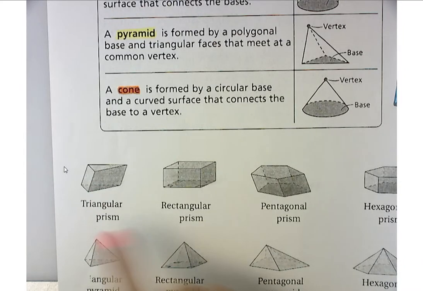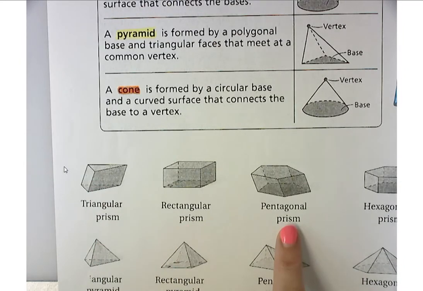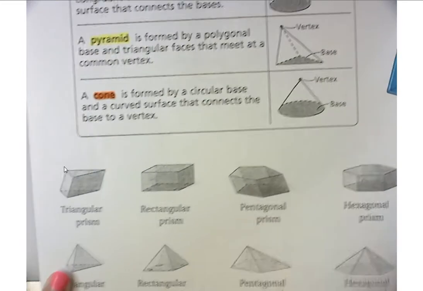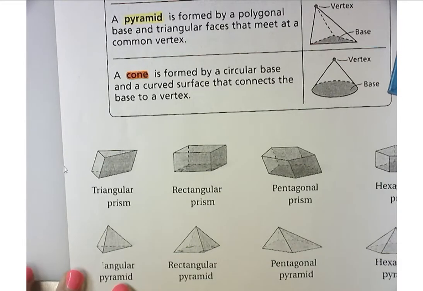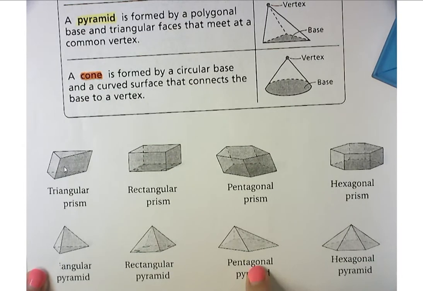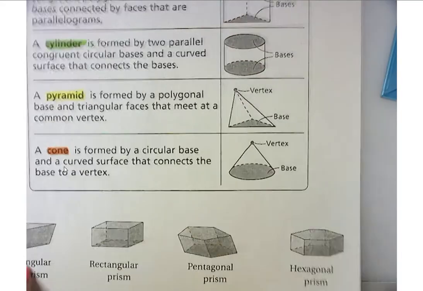So here are just some other types of prisms. So triangular, rectangular prisms. This would be a pentagonal because the bases are both pentagons, or a hexagonal, which has the bases that are hexagons. You have a triangular pyramid, a rectangular pyramid. You could have a pentagonal pyramid or a hexagonal pyramid. So whatever it's called, that's going to represent what the base is of that object. All right, and then let's go to the next page.